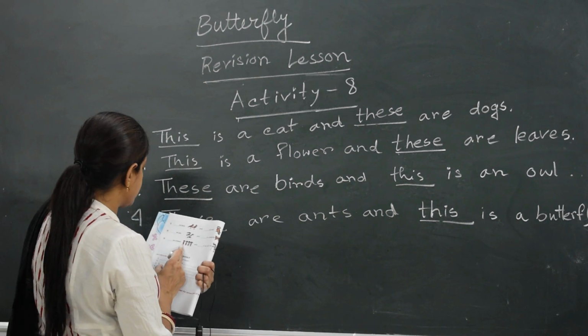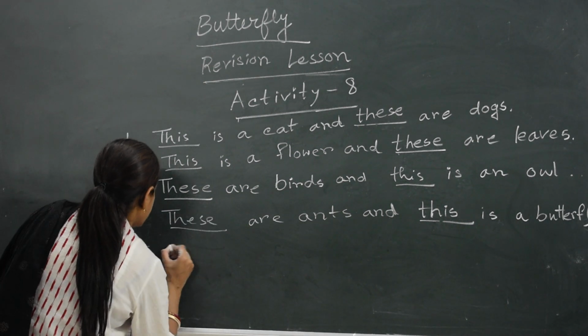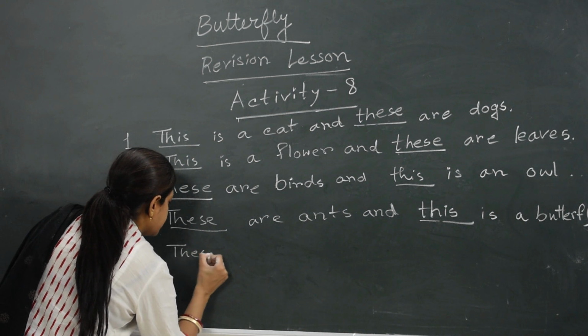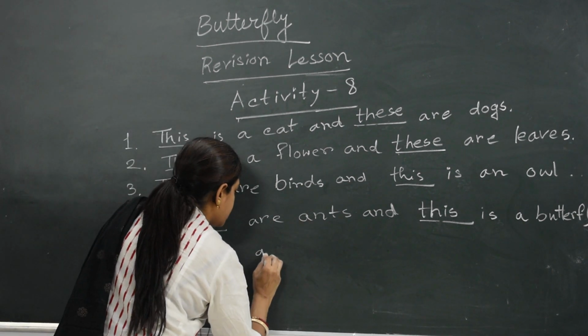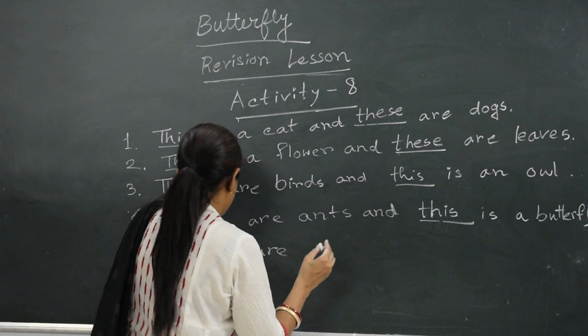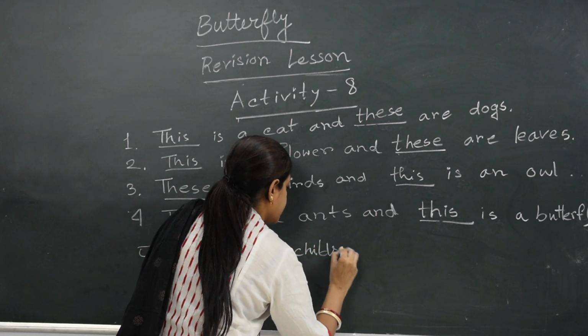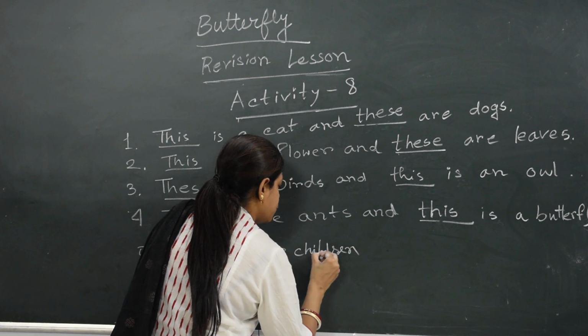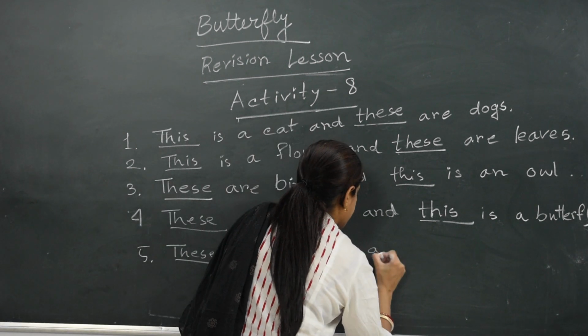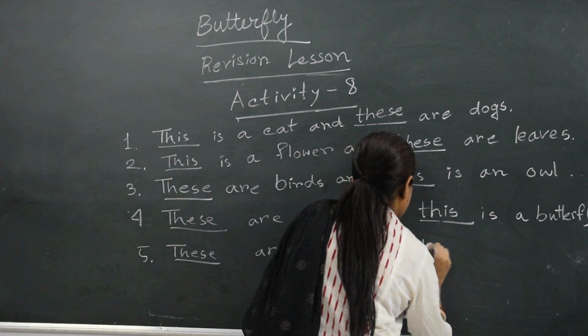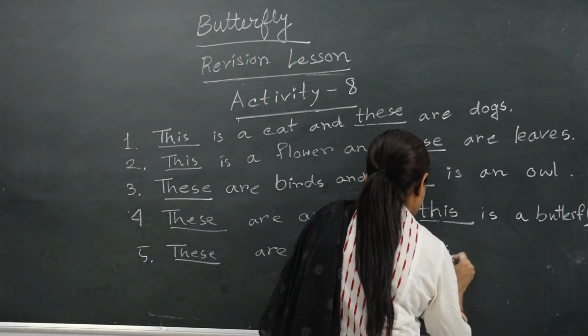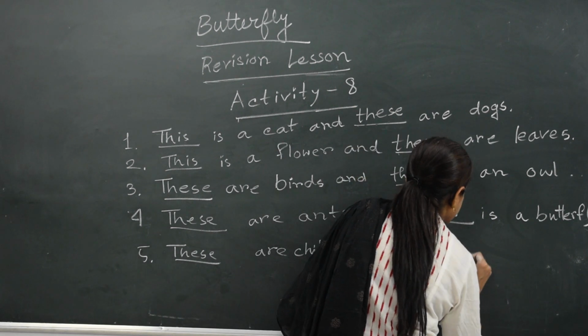Number 5, we have got some children, 1, 2, 3, 4 children are there. So these are children. These are children and this is an old man.